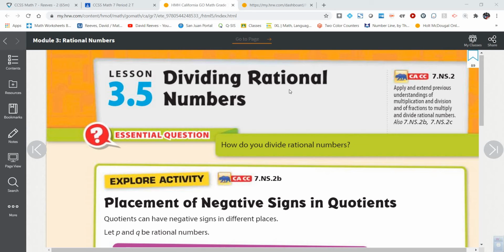Just a reminder, a rational number is any number that can be written as a fraction a over b, where a and b are integers and b is not equal to 0. We have represented rational numbers as fractions, as decimals, and as mixed numbers. We have been adding and subtracting rational numbers, and we recently multiplied them. Now we're going to be dividing rational numbers. Remember, rational numbers can be positive or negative, fractions, decimals, or mixed numbers.